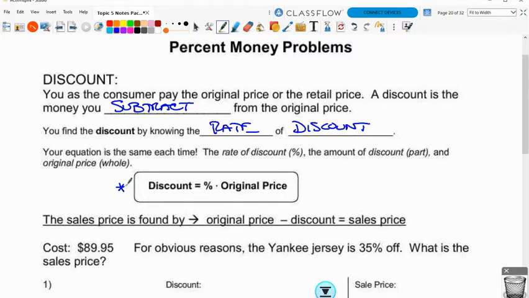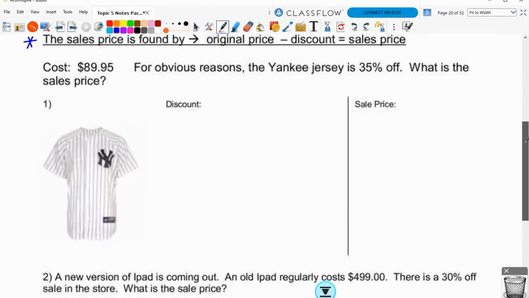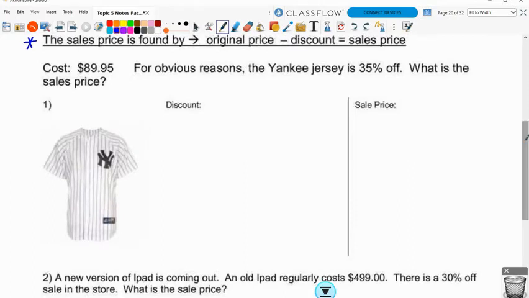The sale price, once again, the way that you find the sale price, you take the original price and you subtract off the discount. If we take a look at this example, we have a Yankee jersey. The original cost is $89.95. The Yankee jersey is going to be 35% off. We need to know what the sale price is going to be.